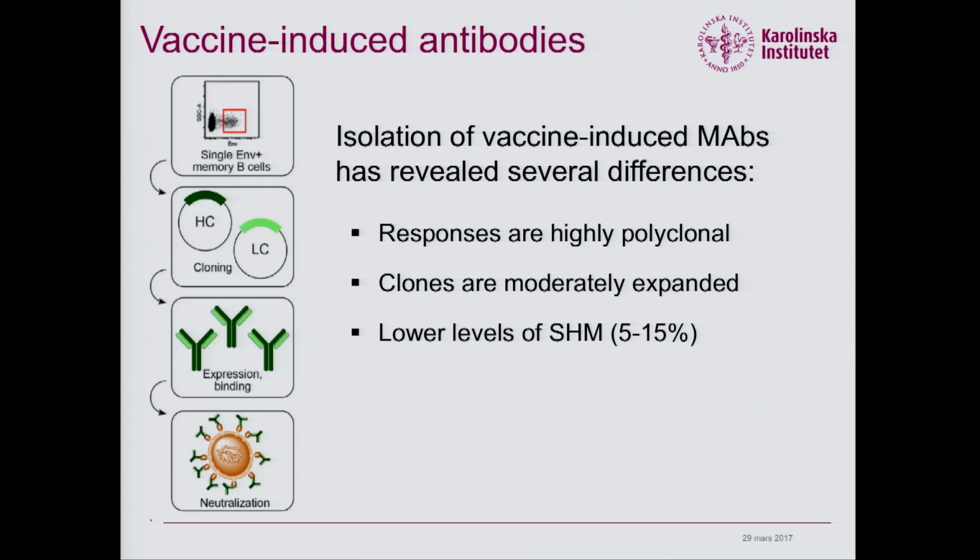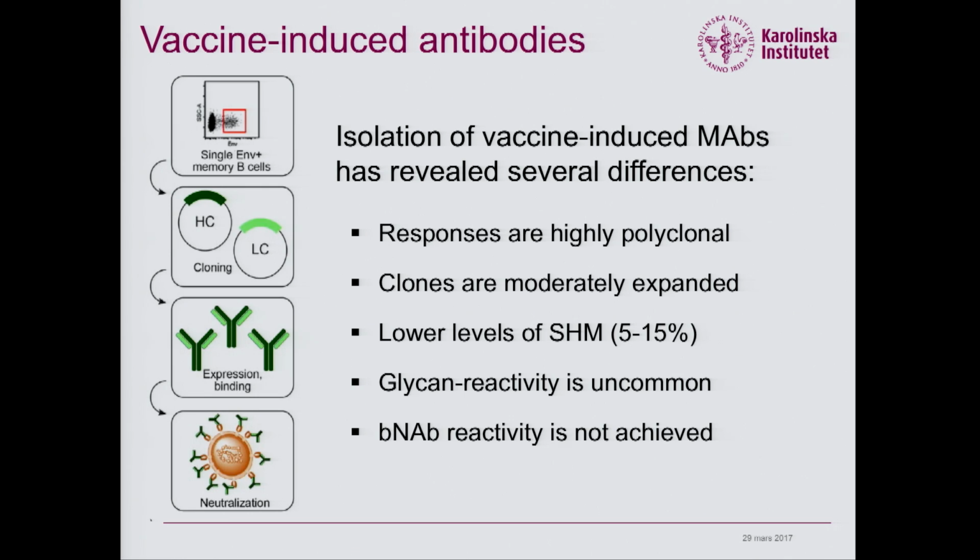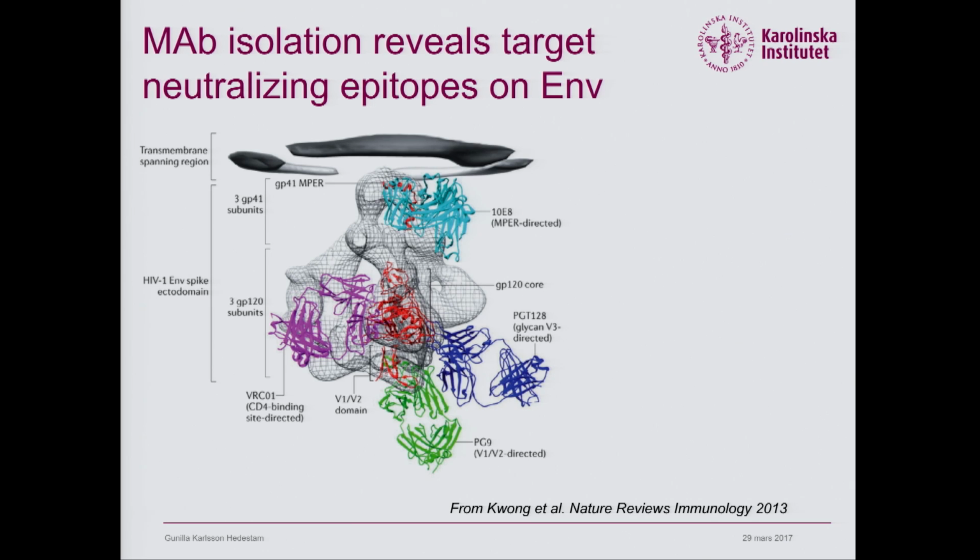So these antibodies have lower levels of SHM, yet you can see antibodies ranging from 5 to 15% SHM at the amino acid level. Glycan reactivity is very uncommon, not perhaps impossible to achieve, but uncommon. And so far, vaccination has not resulted in broadly neutralizing antibody activities. One of the major aspects that has been studied is of course the target epitopes that these antibodies bind to. And this has mainly been done from chronically infected individuals, but more and more now from vaccination studies.